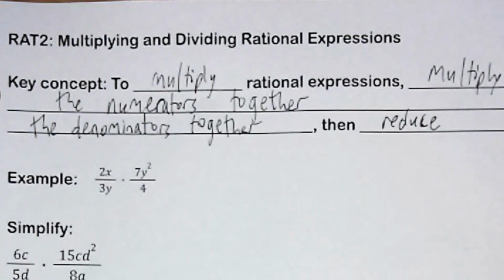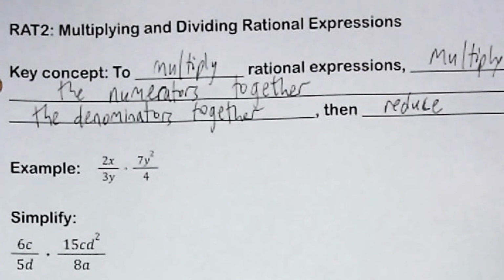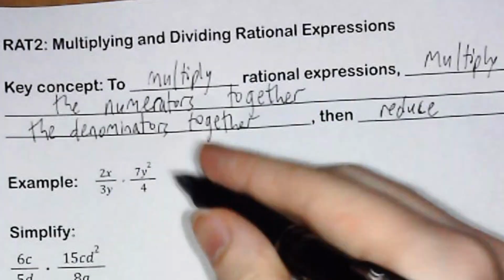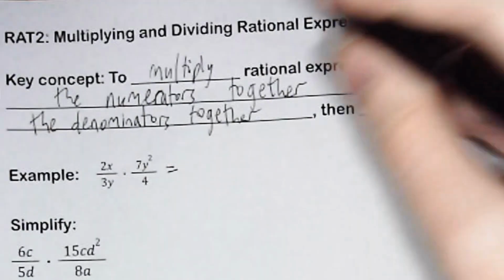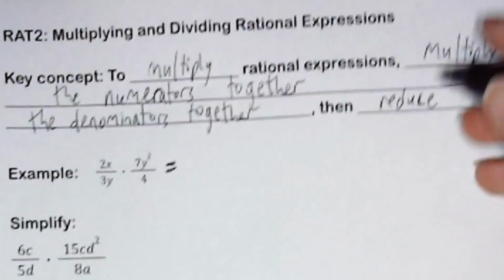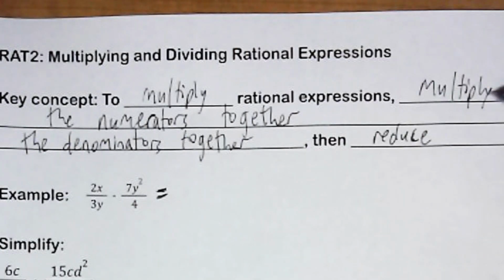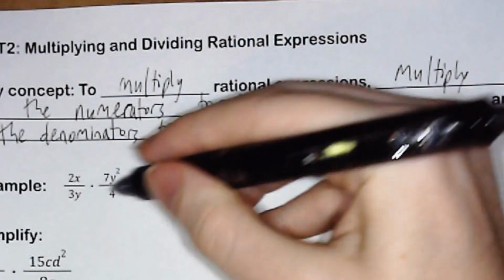Now we've done this process before with regular fractions. We've done this with, say, like 1/3 times 2/5, stuff like that. But we haven't done it with variables yet, so this is a bit new. Now, just as a reminder, when we multiply rational expressions and say multiply the numerators together and the denominators together, we're really multiplying straight across.